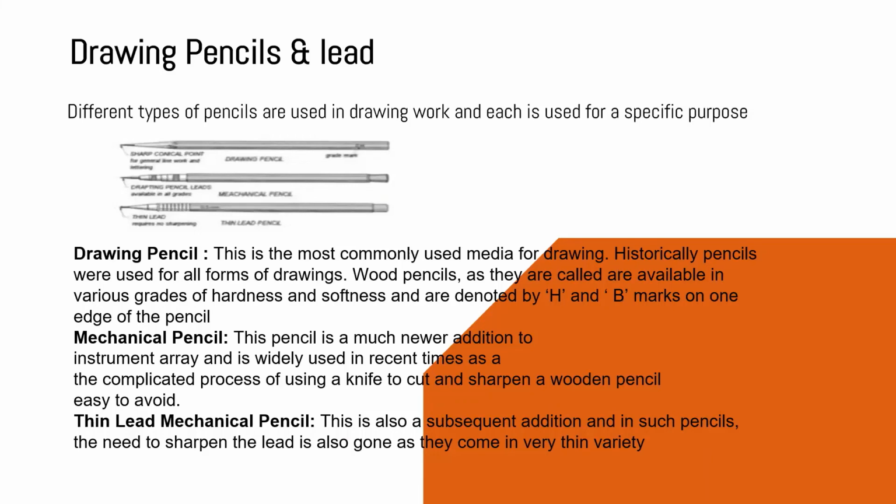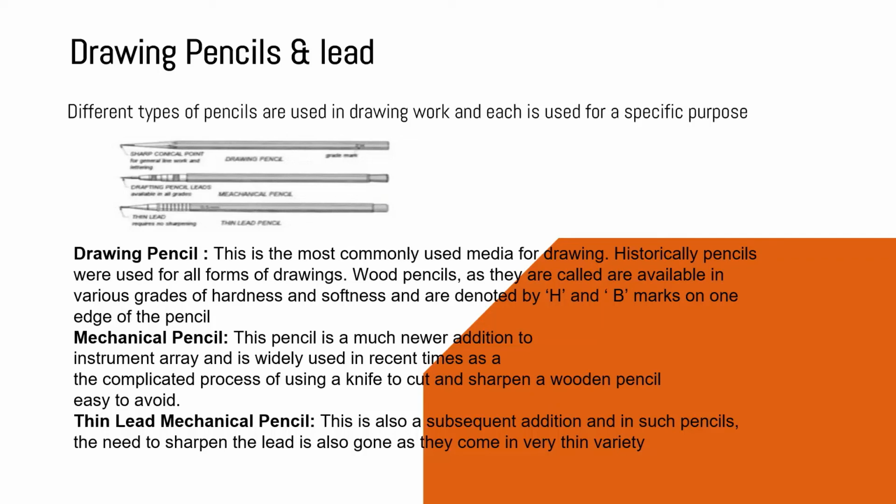Drawing pencil and lead. Different types of pencils are used in drawing work and each is used for a specific purpose. Drawing pencil. This is the most commonly used media for drawing. Historically, pencils were used for all forms of drawing. Wood pencils, as they are called, come in different hardness and softness grades and are denoted by A and B marked on one edge of the pencil.